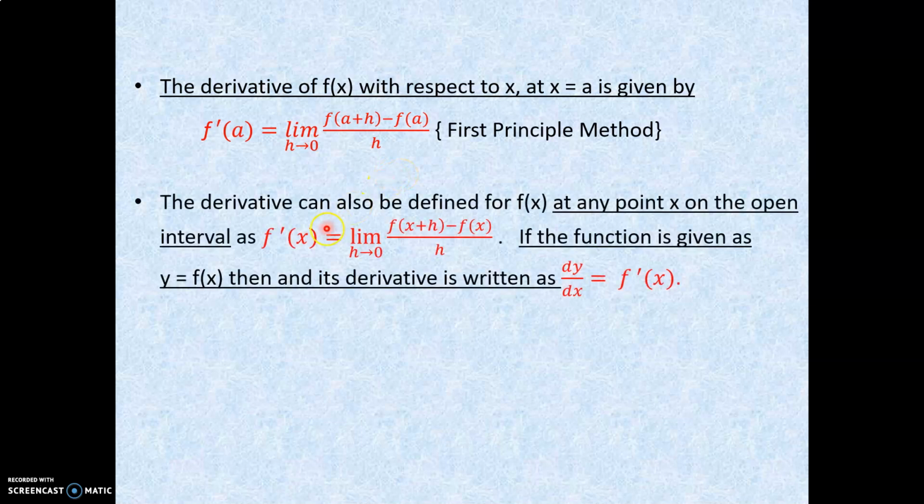The derivative can also be defined for f of x at any point x on the open interval as f dash x is equal to limit h tends to 0 f of x plus h minus f of x upon h. If the function is given as y is equal to f of x, then its derivative is written as dy upon dx is equal to f dash x. So at a point also you can define, or you can define at x also.